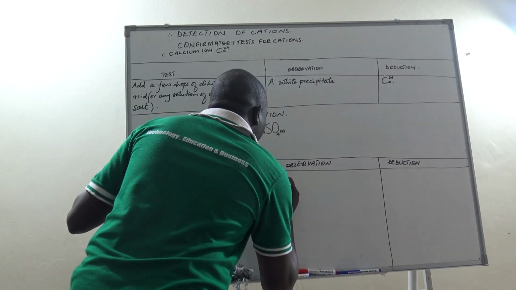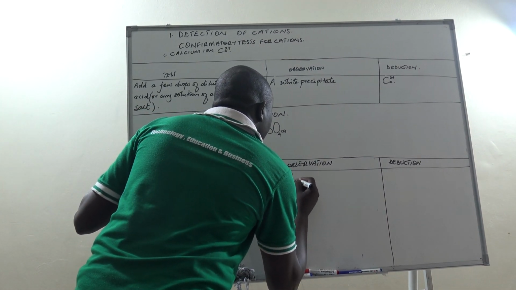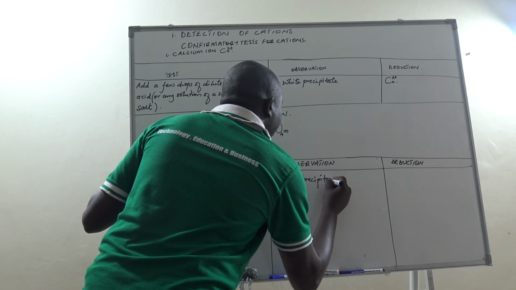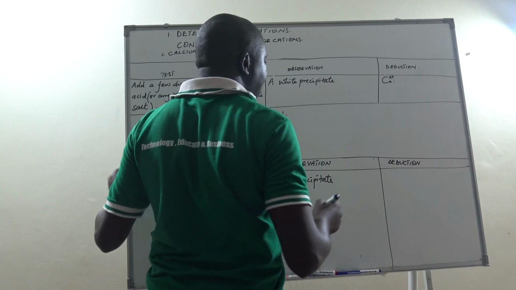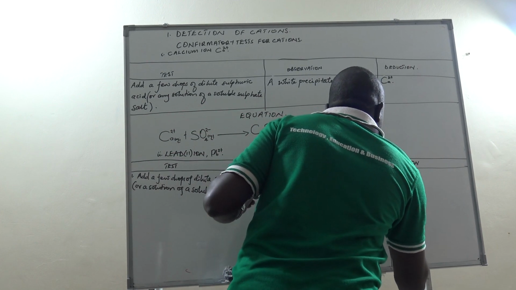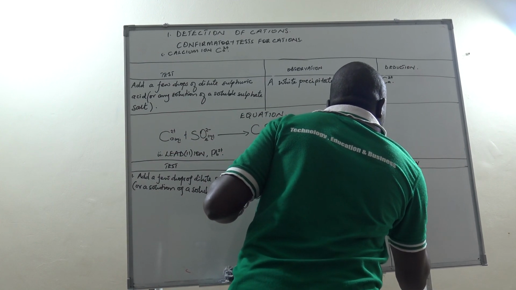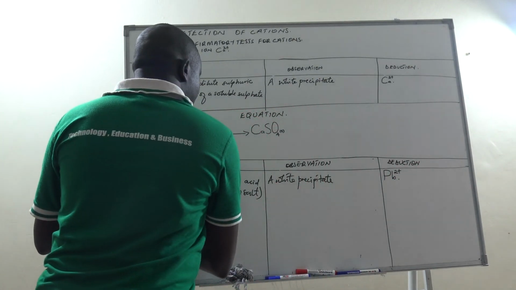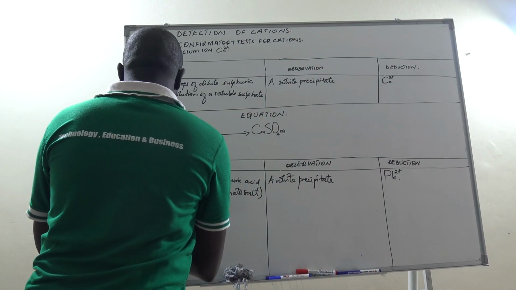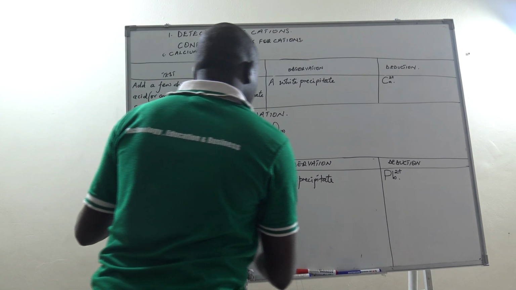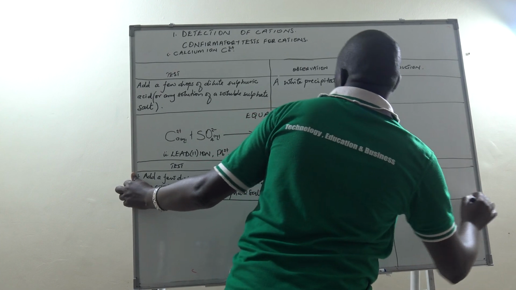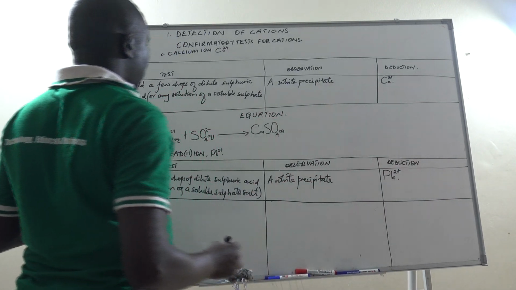So we get a white precipitate, and our deduction is that we shall be having lead 2 ion in this case. So you don't have to forget this.